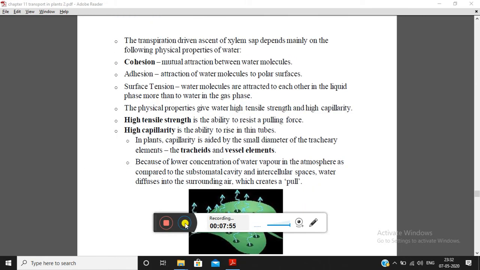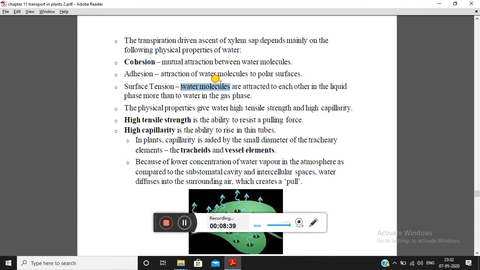Now, due to the process of transpiration which is taking place in the leaves, the ascent of xylem sap will take place. Whatever contents are present in the xylem will start ascending, and this ascent of the xylem sap depends on the following properties of water. The first property is cohesion. It is the mutual attraction between the water molecules. Also, there is the adhesion property, that is the attraction of water molecules to the polar surface, that is the vessels of the xylem. The third one is the surface tension.